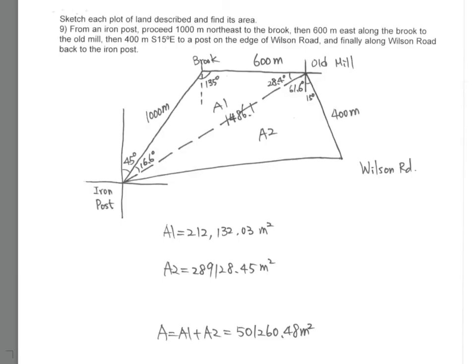And the very last question, number 9. Sketch each plot of land, describe it, and find its area. This is very similar to the previous question, where you have to divide the polygons into multiple triangles. It's basically just asking you to read the stories, find your bearings, and follow along. So do practice this because it's going to be on your chapter test as well.